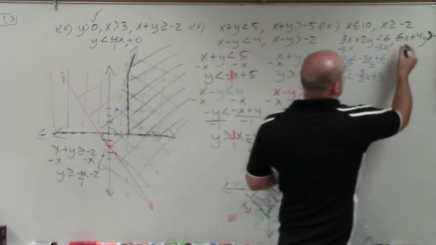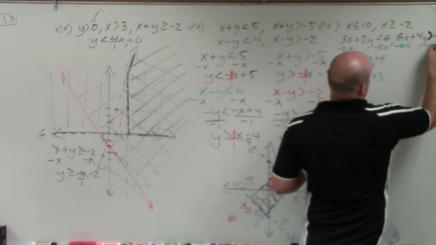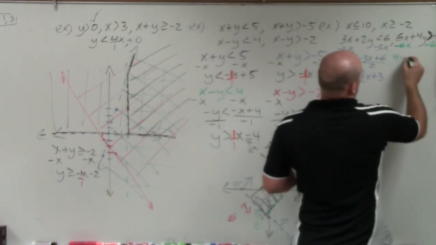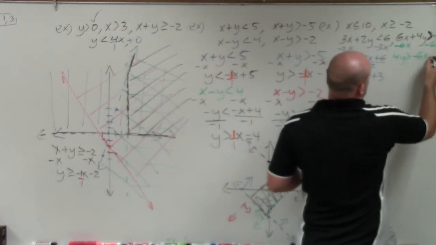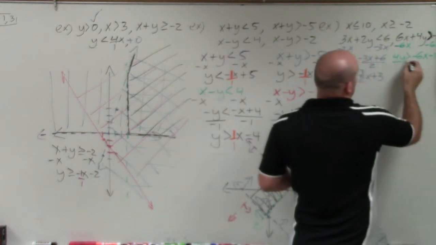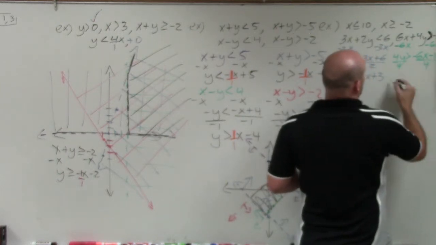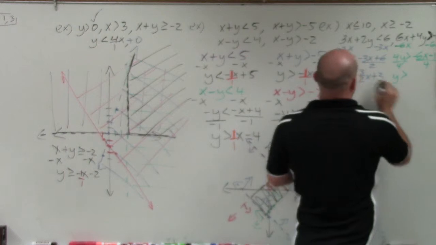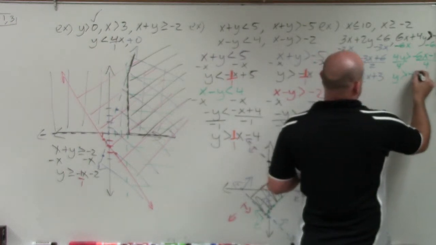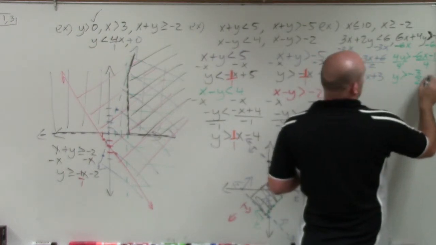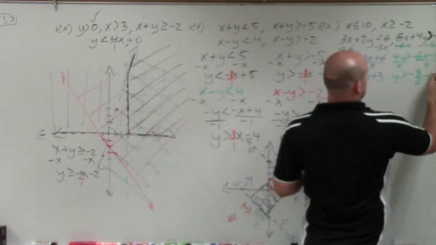Over here, I will subtract 6x on both sides. So I have 4y is greater than negative 6x minus 12. Divide by 4. Y is greater than negative 3/2 x, that's going to be the same slope, and that's going to be minus 3.